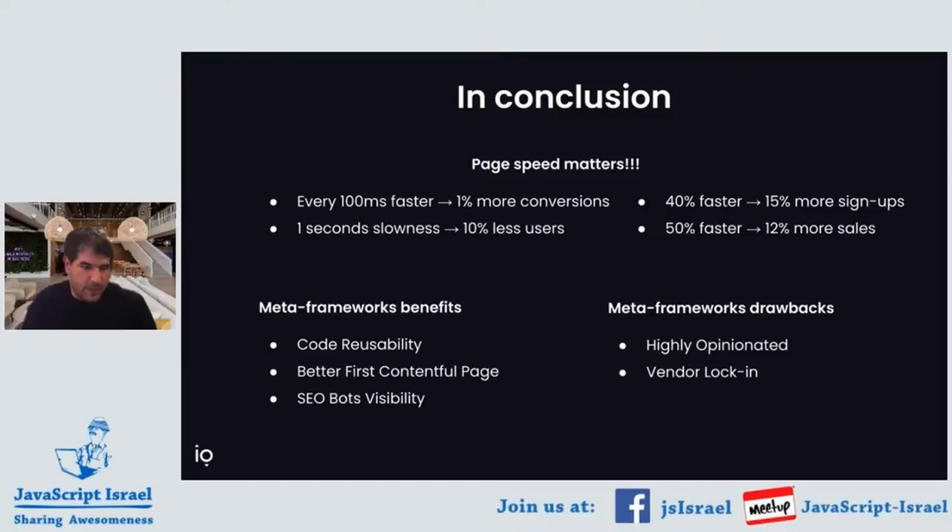The benefits of utilizing meta frameworks mostly revolve around code reusability, better first contentful paint, of course, and time to interaction, and of course, SEO bot visibility. While we are basically stuck utilizing those frameworks with their own opinionated ways of doing things. So those are a few drawbacks that need to be kept in mind. And that's about it with respect to server architectures.